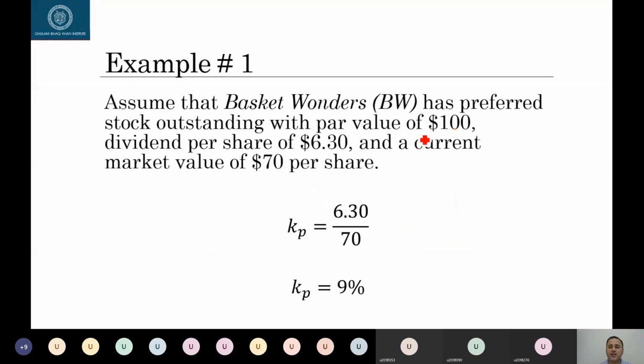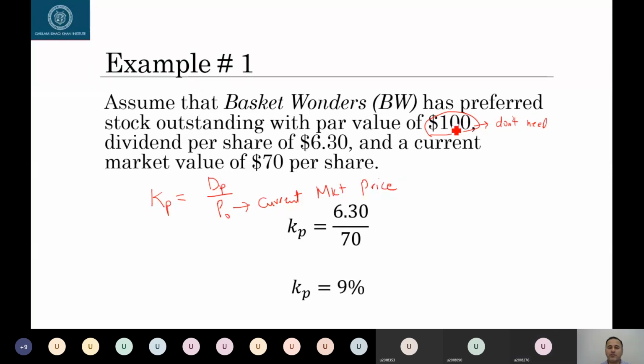Example, this is a very, very simple example. Basket Wonders has preferred stock outstanding with par value of $100. This is the par value. Dividend per share of 6.3 and the current market price of 70. Now, we do not need the par value information. What we need for KP, if you remember from my previous slide, KP is equal to DP divided by P naught. And P naught is actually the current market price.